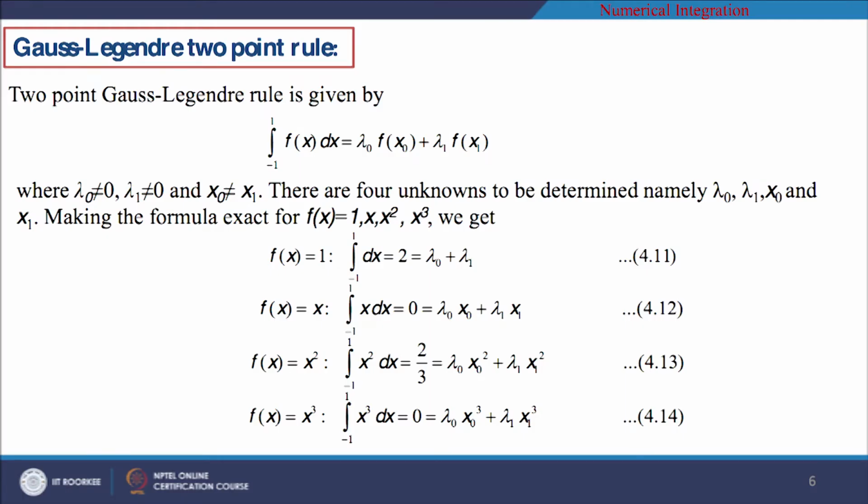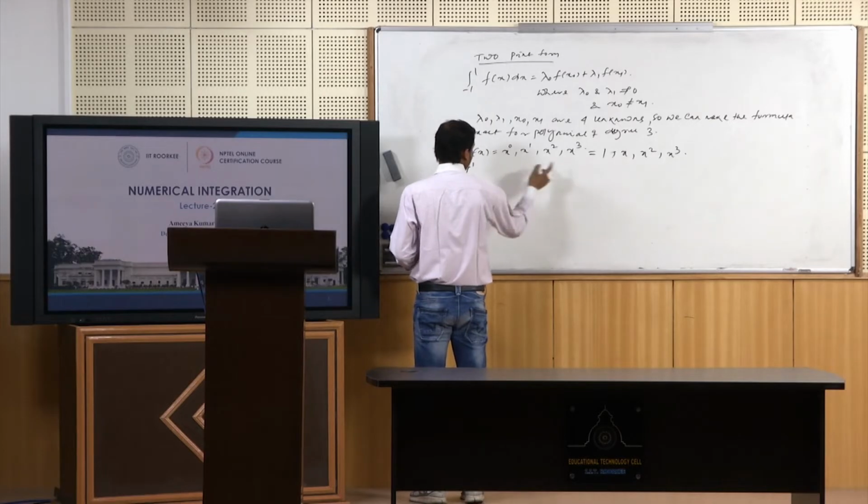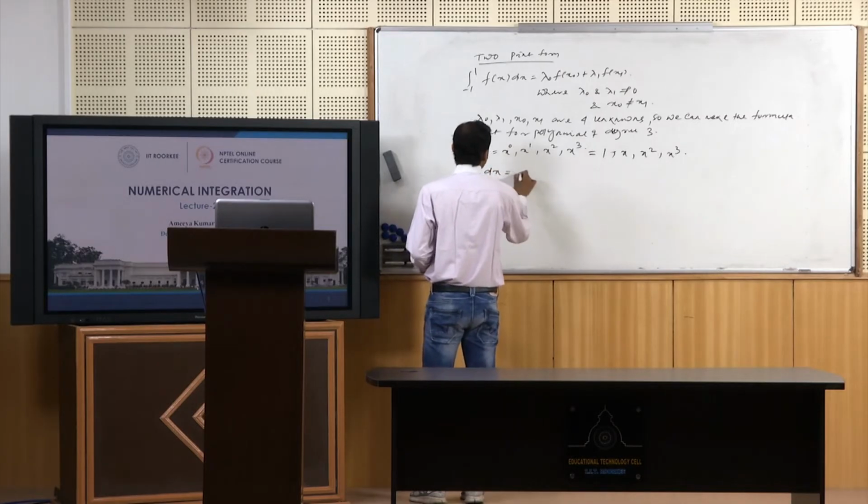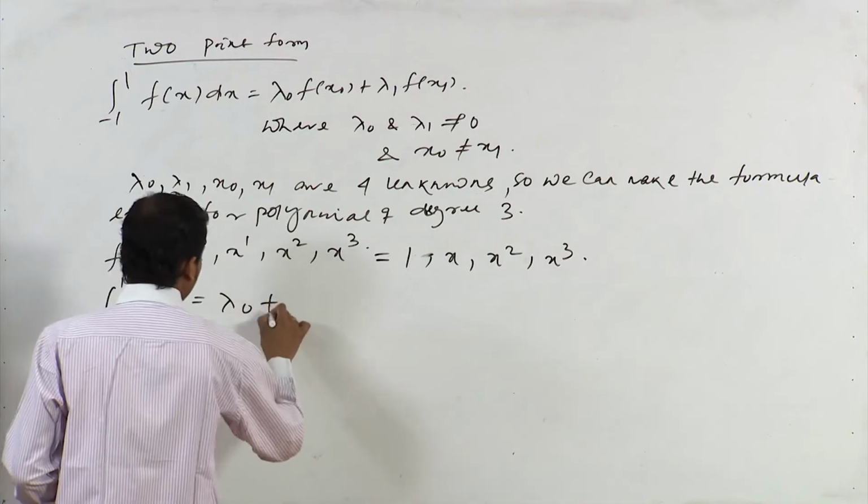So if we use these values, we obtain the integral from minus 1 to 1, for the first point f of x equals 1, of 1 dx, which equals lambda 0 plus lambda 1.